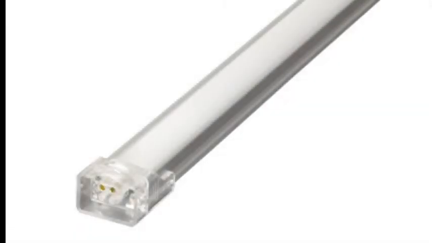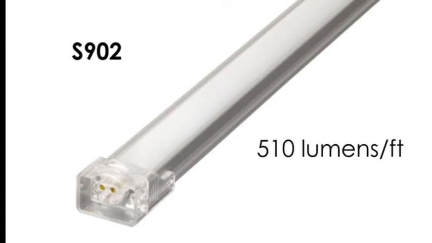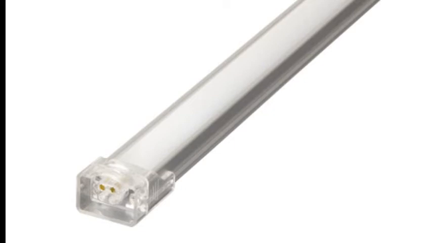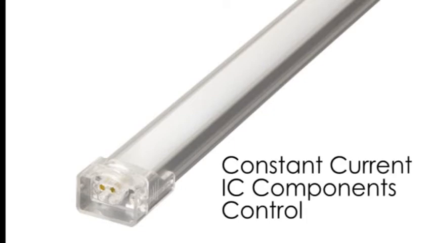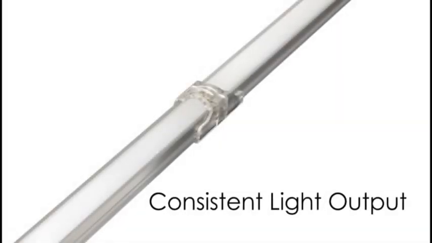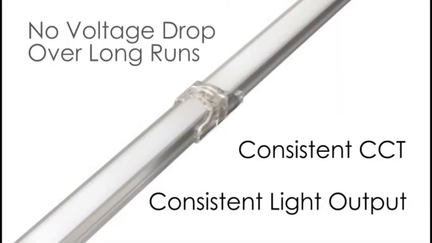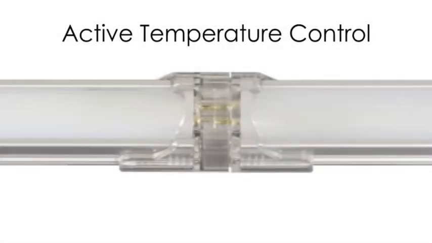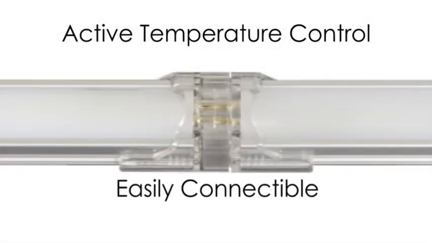The connectable and ultra-bright and ultra-slim S902 offers an output of 510 lumens per foot from 36 LEDs. Constant current IC components ensure every LED receives the same specific amperage rating, ensuring consistent levels of light output and color, and no voltage drop no matter how long the run is. Active temperature compensation circuitry protects the fixture from any fluctuation in temperature.